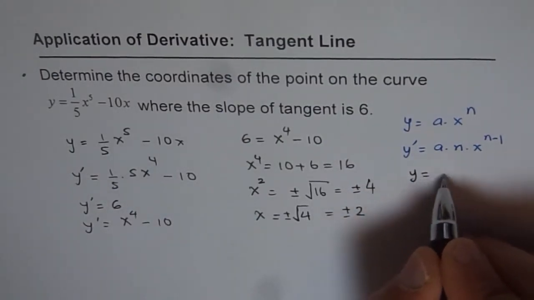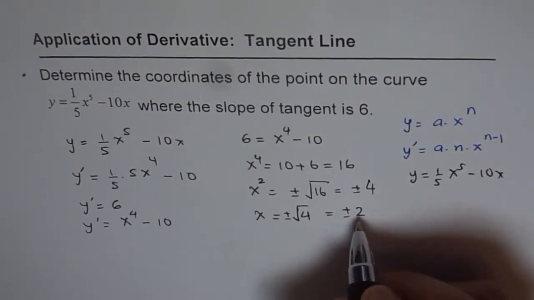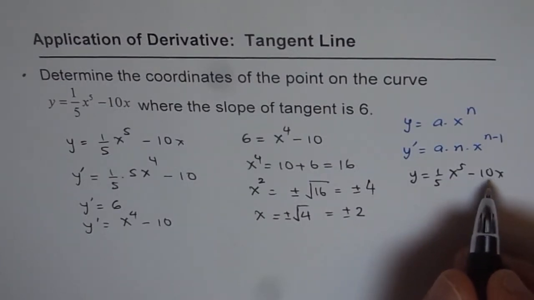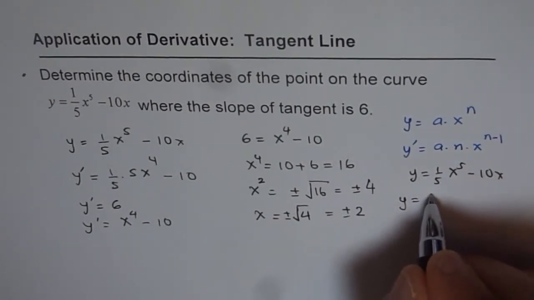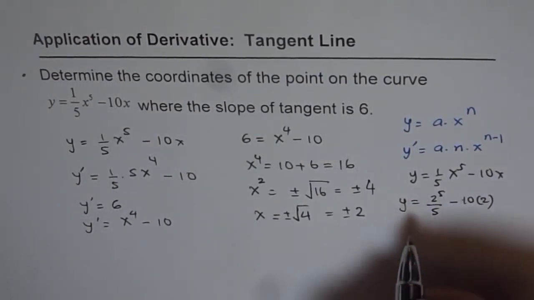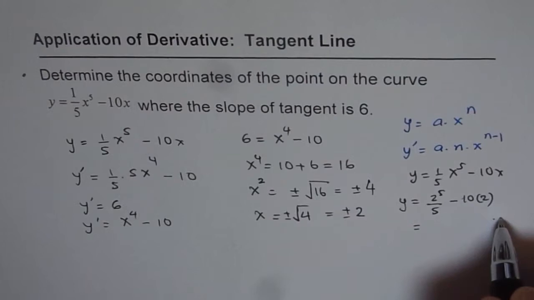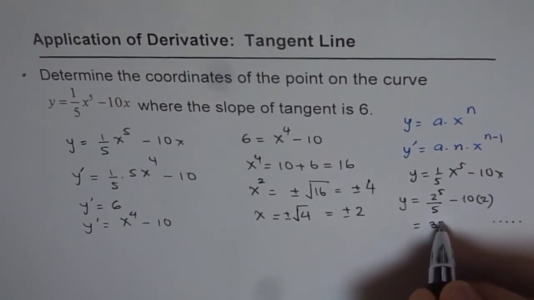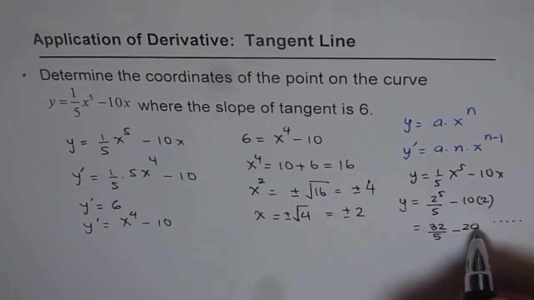So we can write y equals 1/5 of x to the power of 5 minus 10x. Plug in the value plus minus 2 here and get your value for y, right? So if you plug 2 here, you get y equals 2 to the power of 5 over 5 minus 10 times 2, right? 2 to the power of 5 is, you do 2 times 2 is 4, 4 times 2 is 8, 8 times 2 is 16, times 2 is 32. So we get 32 over 5 minus 20, right? So 20 gets multiplied by 5.